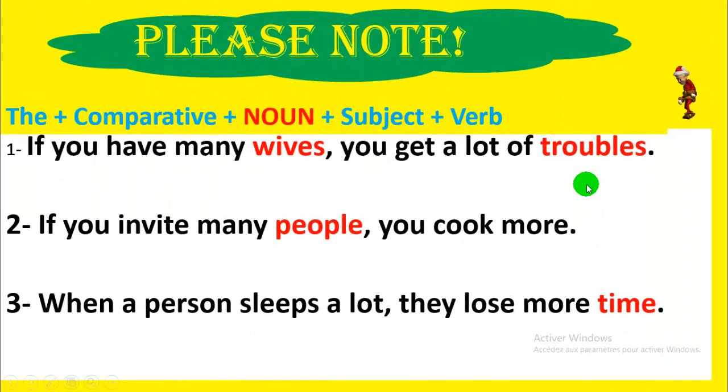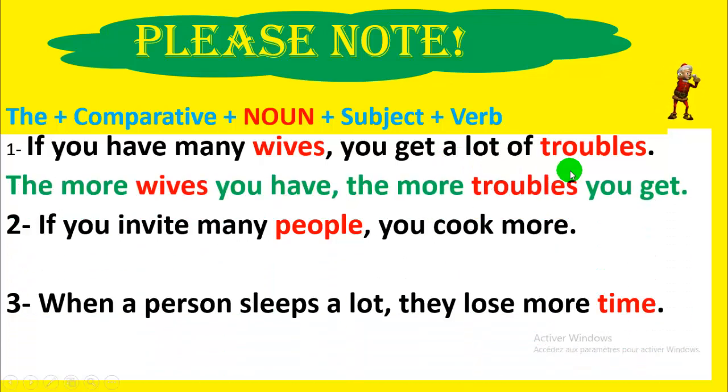Please note, nota bene, the comparative plus noun, subject plus verb. Tout à l'heure, on a dit que le nom vient avant le sujet et le verbe. If you have many wives, you get a lot of problems. Plus tu as des femmes, plus tu as des problèmes. The more wives you have, don't say the more you have wives. No. The more wives you have, the more troubles you get.